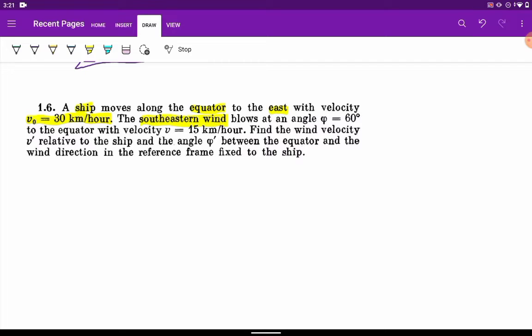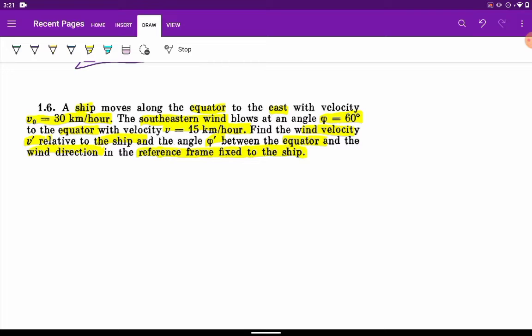Now let's go through the question. The wind blows at an angle of phi equal to 60 degrees to the equator with velocity v equal to 15 km per hour. Find the wind velocity v dash relative to the ship and the angle phi dash between the equator and the wind direction in the reference frame fixed to the ship. So we have to find everything with respect to the ship.